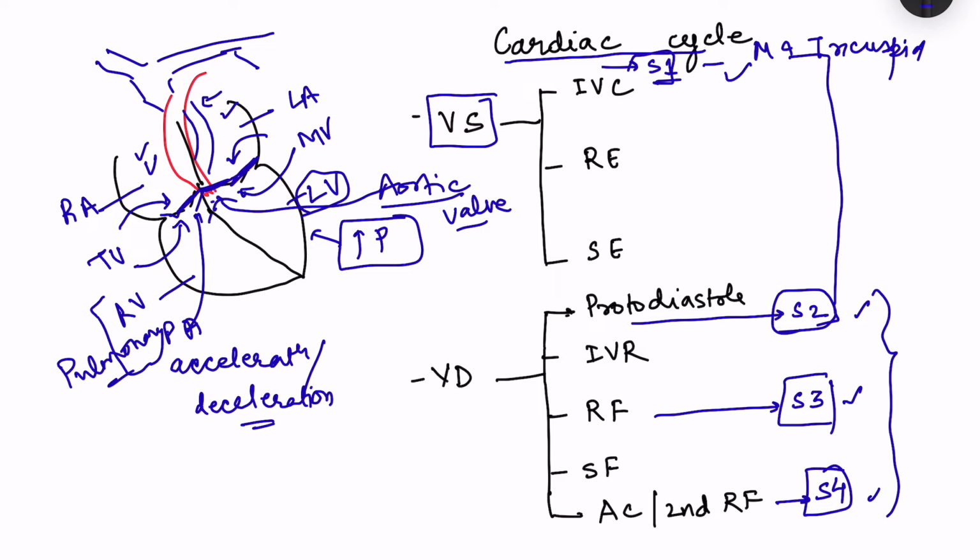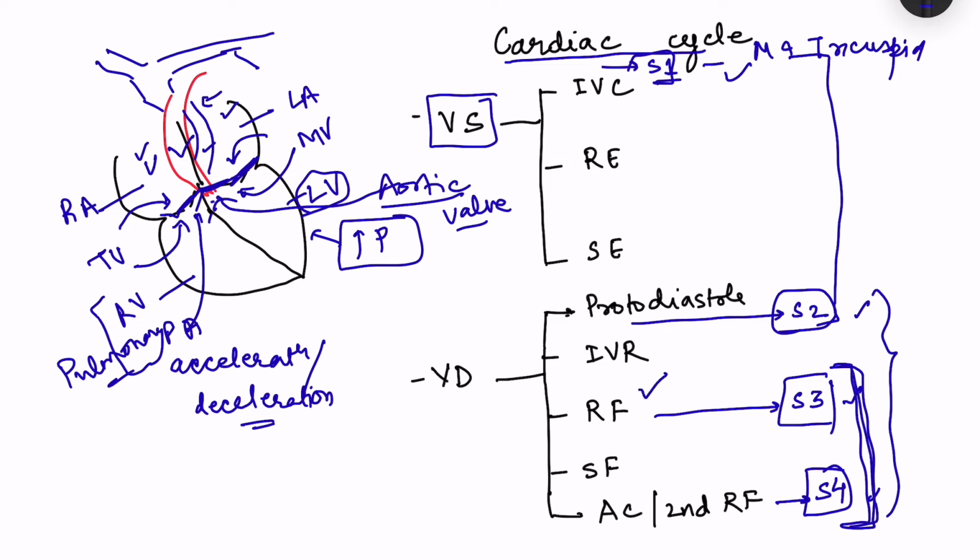S2 occurs as the ventricles start relaxing, so that the backflow of blood from the pulmonary vessels and aorta should not occur to the ventricles. So there is closure of these semilunar valves as the ventricles start relaxing just after the protodiastole, that is S2. S3 and S4 are low pitched sounds and they occur during ventricular filling by the movement of the blood.